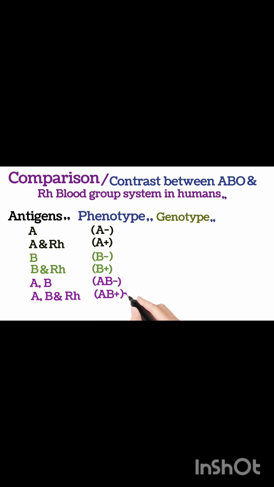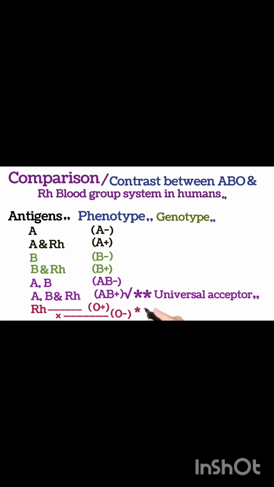This AB positive blood group acts as universal acceptor. Now at last, suppose there is a person which lacks all types of antigens, but it has only Rh antigen. We call this person O positive. And the reverse of this, the person which lacks all antigens in the RBC cell membrane, is known as O negative. That's why O negative is known as universal donor type of blood group. It is a very rare type.